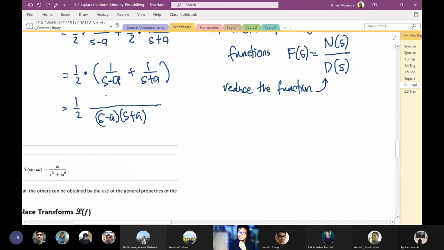Wala sumasagot sa akin. Hindi, sige, dahil mauubusan na rin tayo ng oras, ako na lang. S plus A on this side, plus S minus A, sir. Sige. Ayan, tama yan. Very good. S plus A. This is, on this side, this is S plus A.